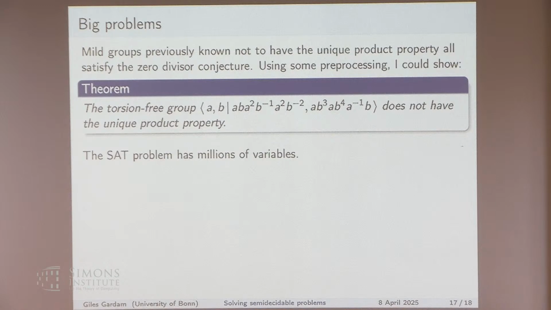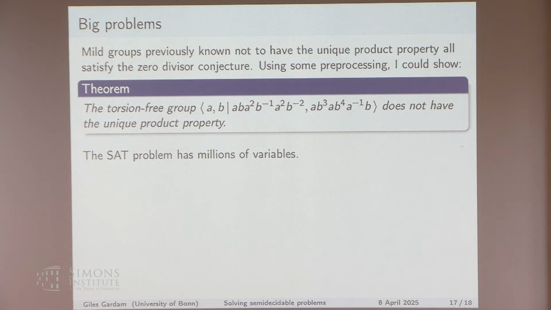Okay, but now these groups which possibly are candidates for the zero divisor conjecture are much more complicated than this crystallographic group. And here, you're inevitably talking about a SAT problem with millions of variables. So SAT solvers are super impressive, and obviously this is not a very hard problem relative to the number of variables, but in a matter of hours, you can solve this problem despite the fact that you're talking about millions of things.